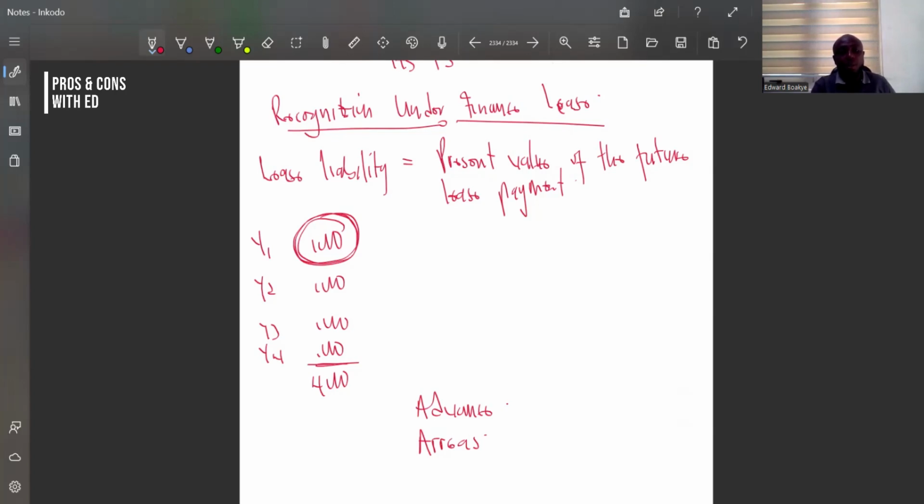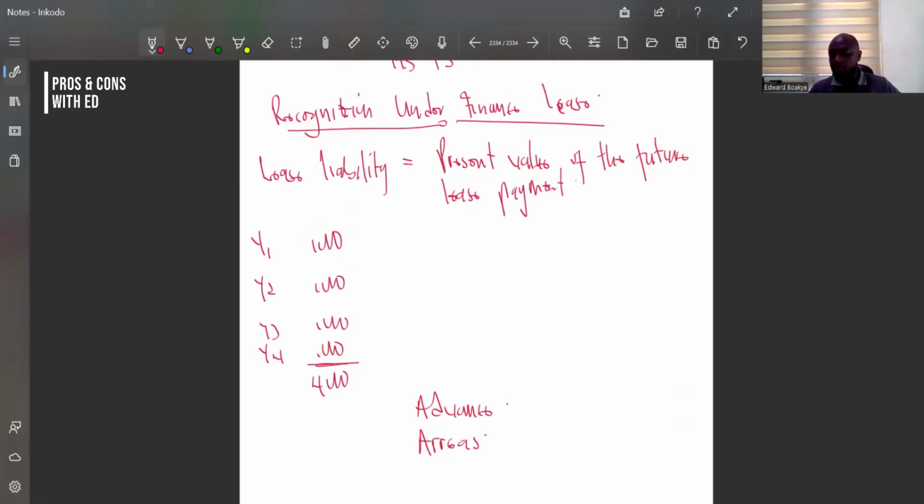But when we say it is paid in advance, then it means that we have already paid it on 1st January. So we need not bring this to the present. That is what we need to put in mind.